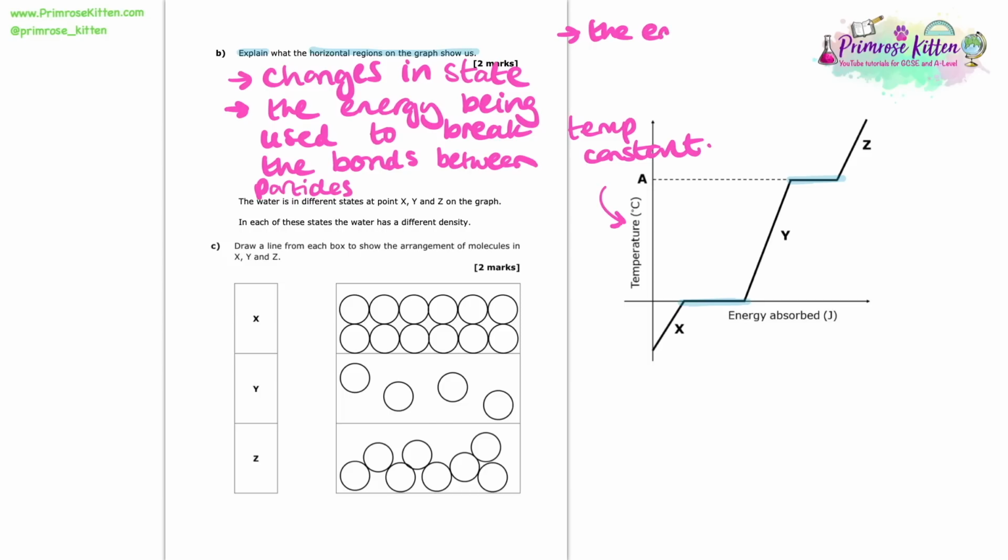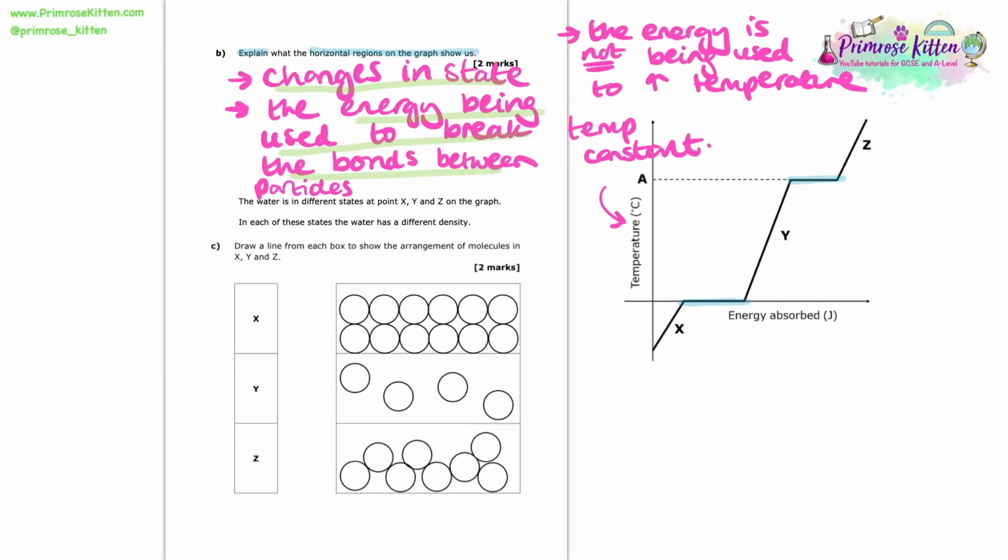Now, this question here is a 2-mark question. So to be able to get those 2 marks, we need to state 2 key points. I think the most important of all these options is the fact that there are changes in state. We should just understand that of the horizontal regions. But then any explanation as to why the temperature doesn't increase would be your second point. So either you could state that the energy is being used to break the bonds between the particles, or we could say that the energy is not being used to increase the temperature. Either of those can get you your second mark.